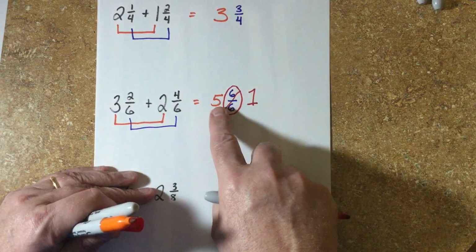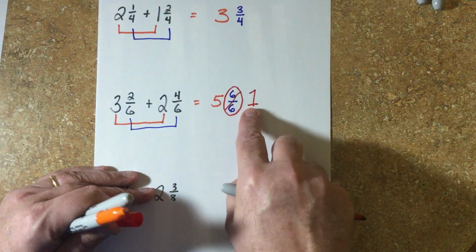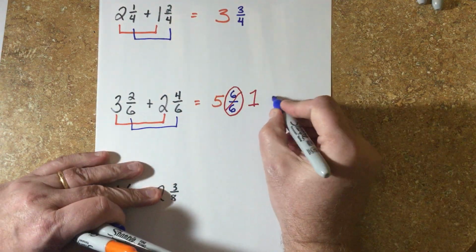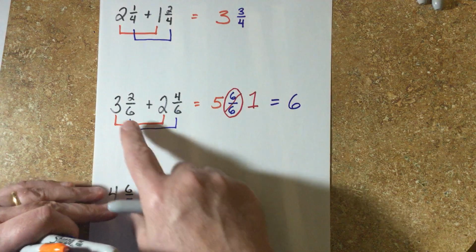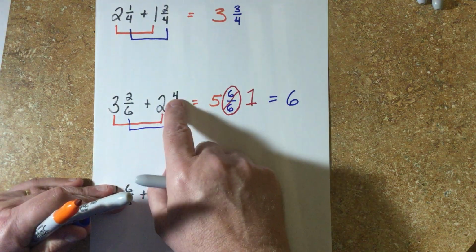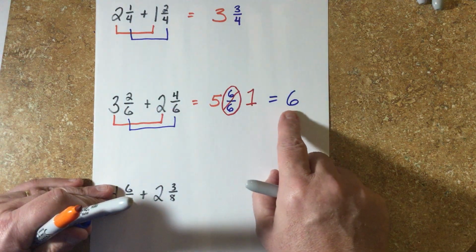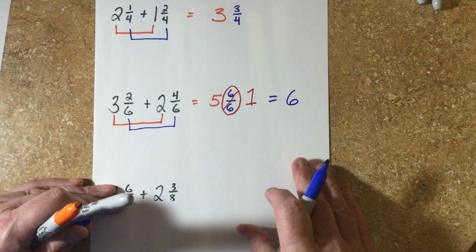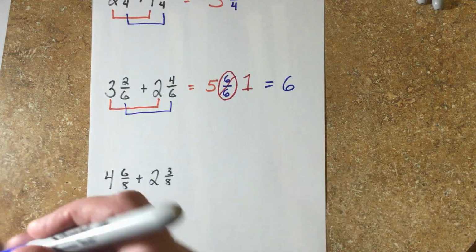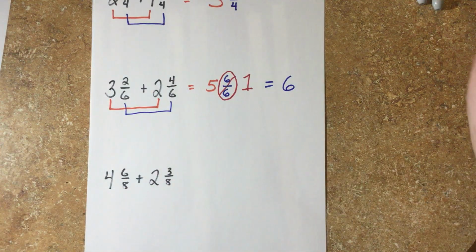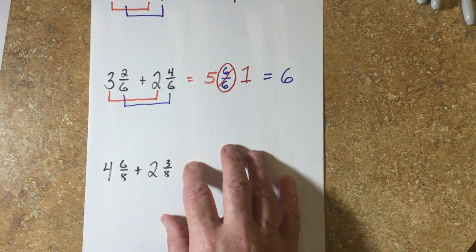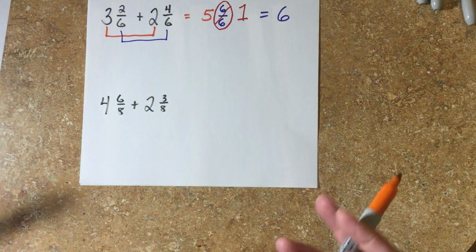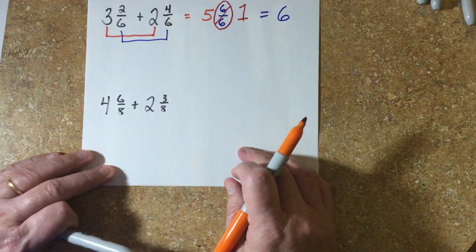So I can rename that as one whole. So what I have to do is combine the 5 plus that 1, and that is going to equal 6. So for 3 and 2/6 plus 2 and 4/6, my final answer is going to be 6 wholes. There are no fractions left over. All right. And for our third situation with adding fractions, we have 4 and 6/8 plus 2 and 3/8.